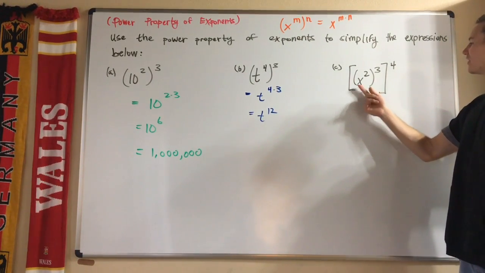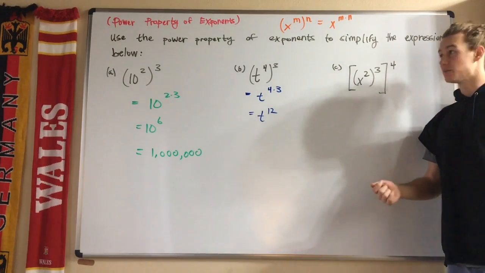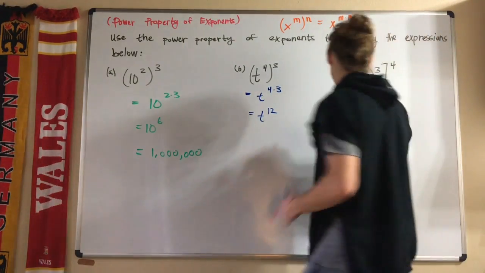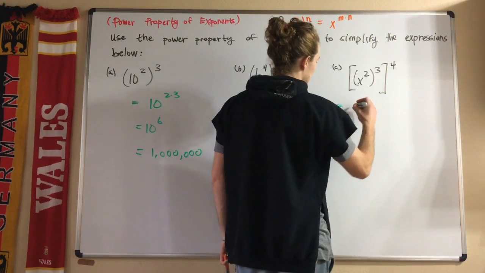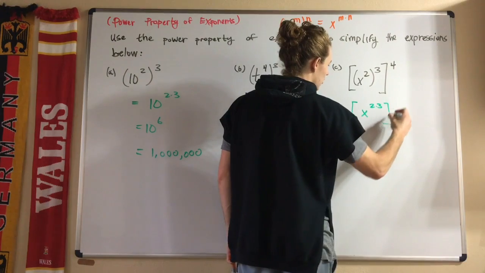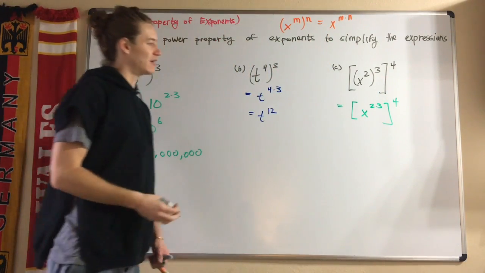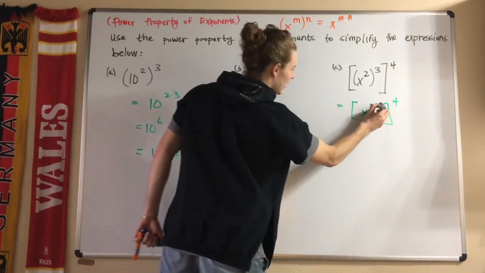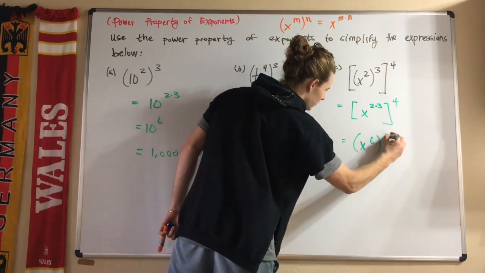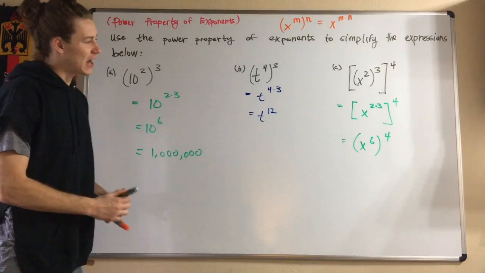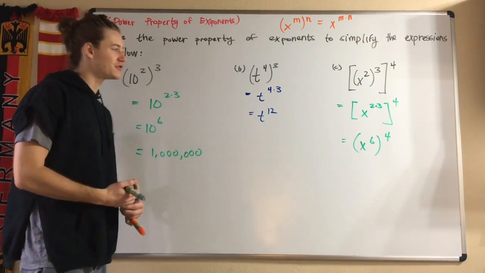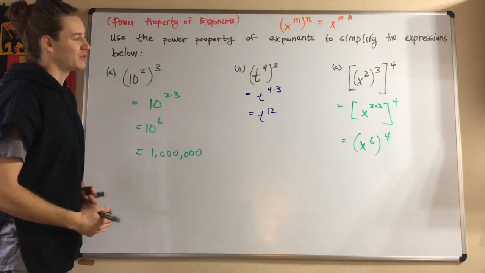Now the brackets, we have x squared cubed. That is something we could simplify using the power property of exponents. Let's start there. So if we start there, we could rewrite this as x to the 2 times 3 power raised to the 4th power. Now, we can simplify this to be x to the 6th to the 4th. Now you see I changed from brackets to parentheses. That's okay. It doesn't really matter what grouping symbol you use as long as they're in the same place.